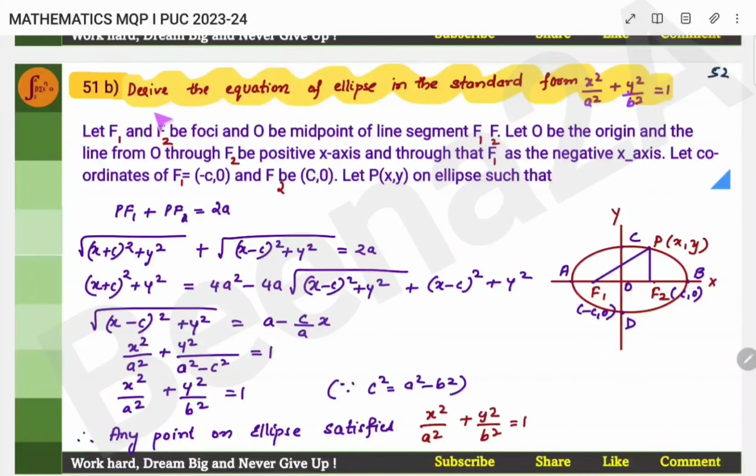Now let's look at the next problem. Derive the equation of an ellipse in the standard form, x square by a square plus y square by b square is equal to 1. Now here, you first draw an ellipse. You have to put two focal points f1 and f2 and assume that there is a point xy here.